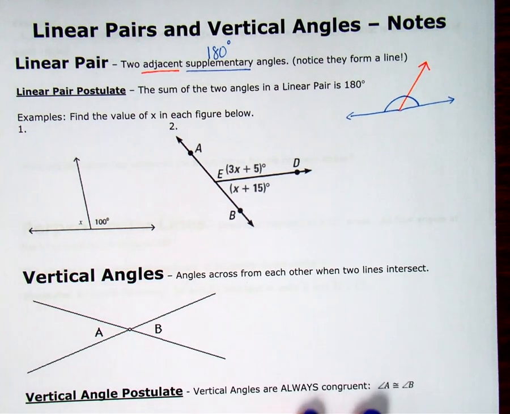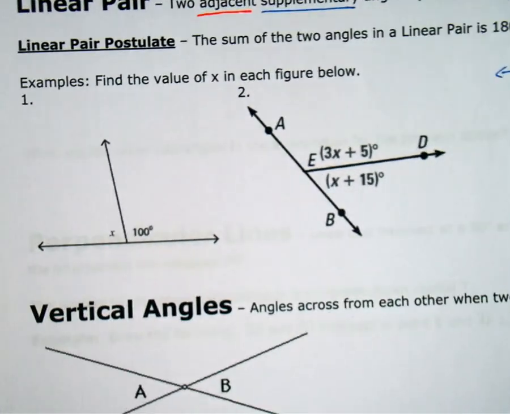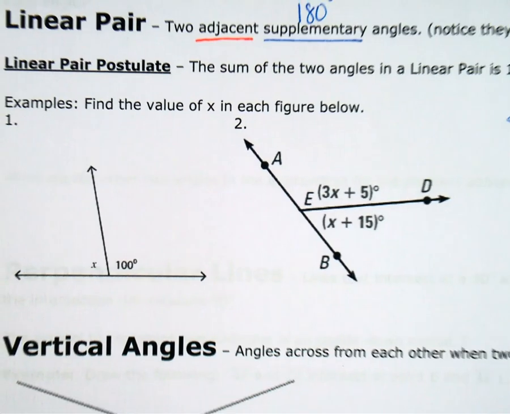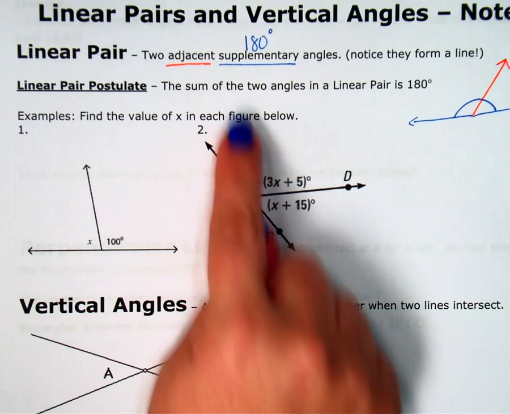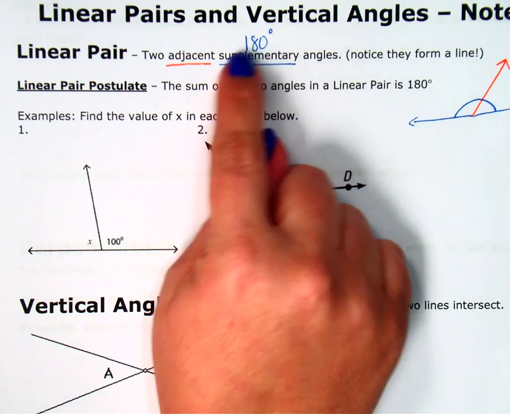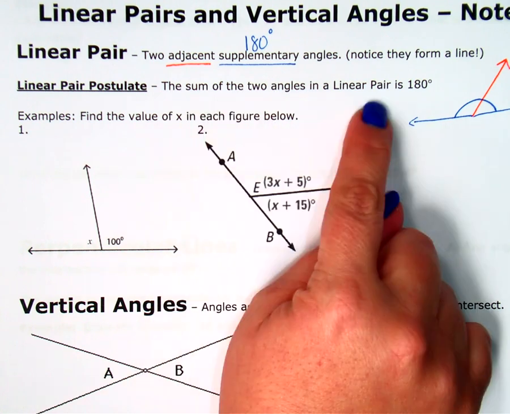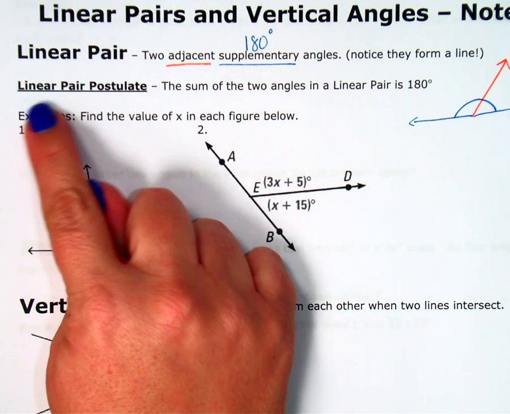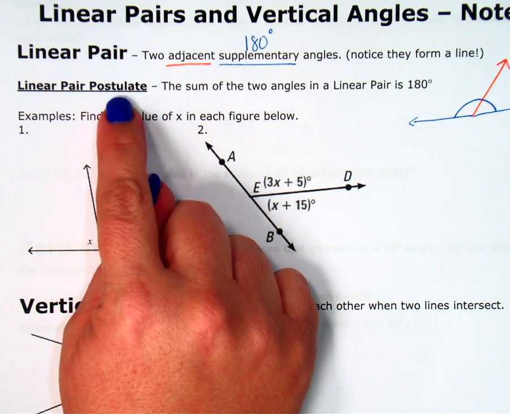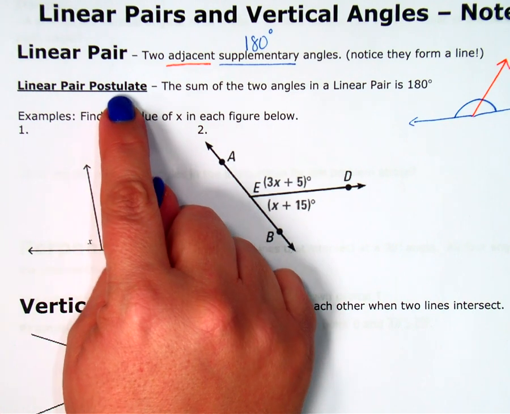So for my examples, it says find the value of x in each figure below. So I can tell I have a linear pair of angles. Oh, let me not skip this. This is important. The linear pair postulate just tells us that the sum of two angles in a linear pair is 180 degrees, which makes sense because we know that supplementary means 180. So if I add them together, I get 180. This is what we use if we ever have to use that concept in a proof. In a proof, we could use the linear pair postulate to say that two angles that are a linear pair add to equal 180.